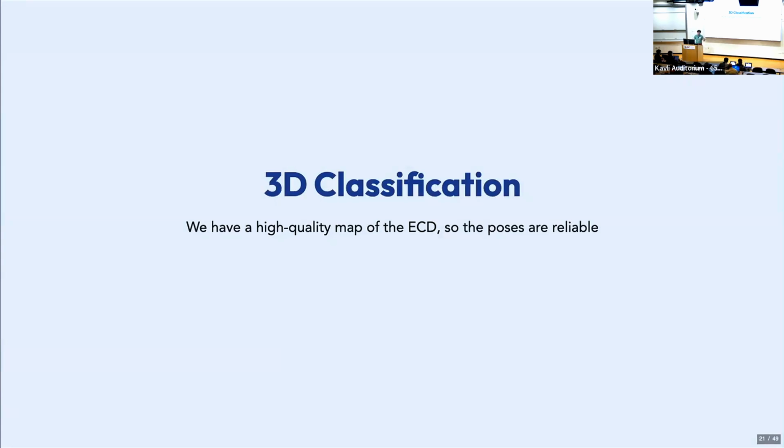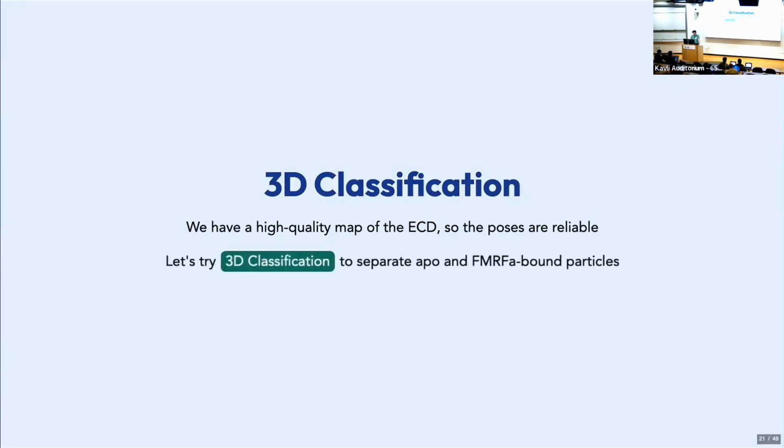So when we have good data and good poses, that makes me think 3D classification, because I don't need to mess around with the poses with something like heterogeneous refinement. I know the poses are good. I just want to classify into apo or ligand bound. Okay, so we're going to try a 3D classification job to separate apo and FMRFA bound particles.